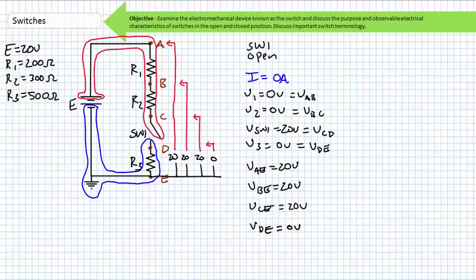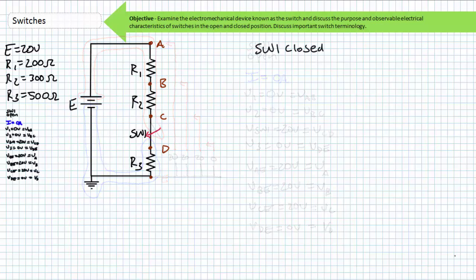Using single subscript notation, where node E at ground is an agreed upon common reference, we can say VA, VB, and VC equal 20 volts, and VD equals 0 volts. If this seems like one of those glass half empty or glass half full style questions, it kind of is. The point is that voltage is a 2-point measurement, and you have to be clear which 2 points you're talking about. Now let's consider what happens when the switch is closed.